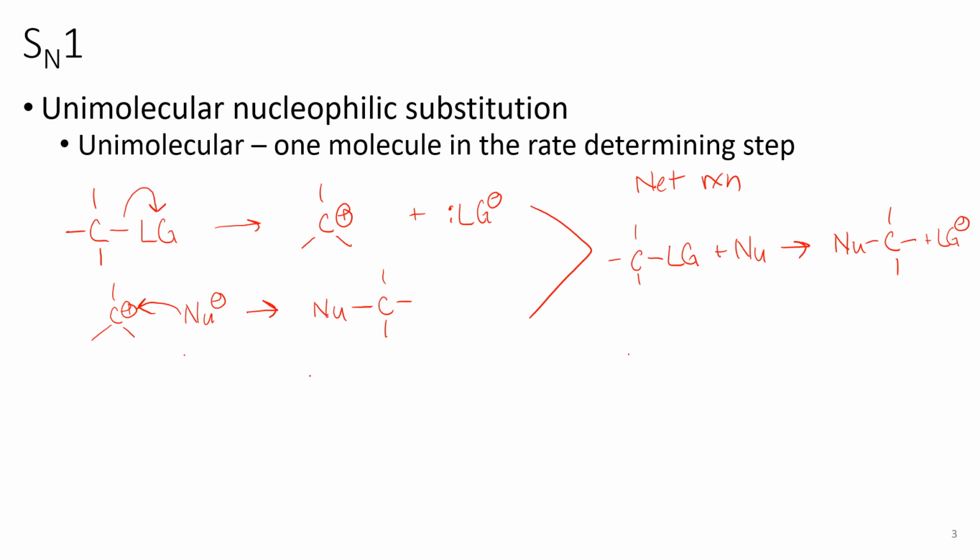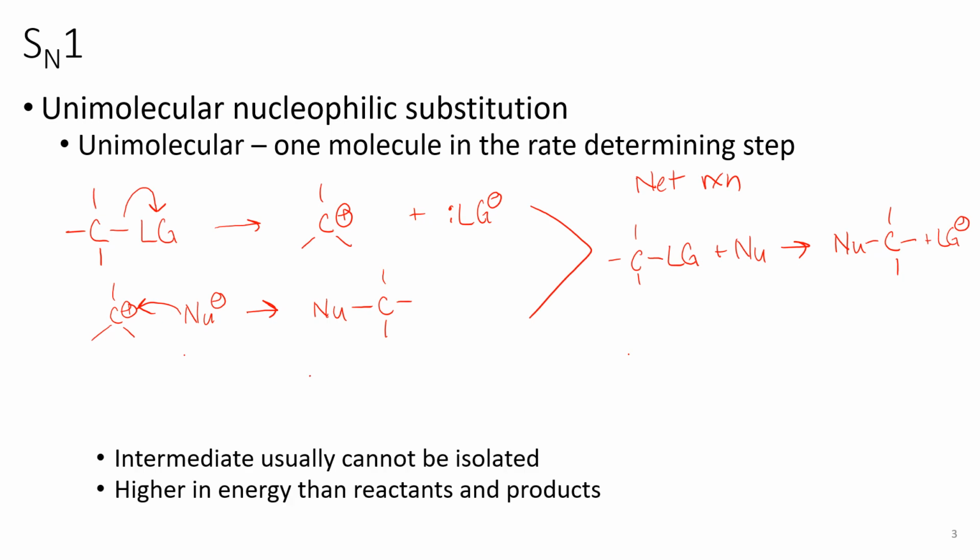In these multi-step processes, we end up forming an intermediate. That carbocation is an intermediate. Usually these intermediates cannot be isolated. If you'll notice, they're not part of the net reaction. It is something that we generate in between the reactants and the products. Sometimes they can be isolated, but usually they're high energy species that cannot be isolated. They are going to be higher in energy than both the reactants and the products.